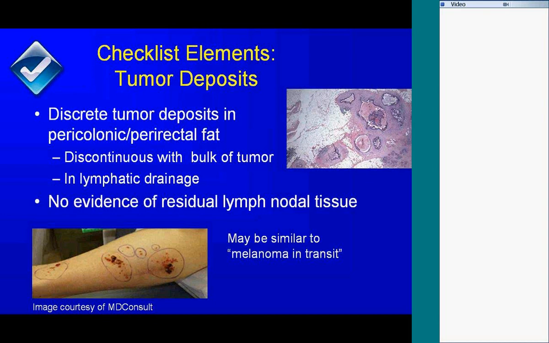And the reason for the interest in these pericolonic or perirectal tumor deposits is that they may be similar to melanoma in transit. There are some papers that suggest that this is a very aggressive feature.